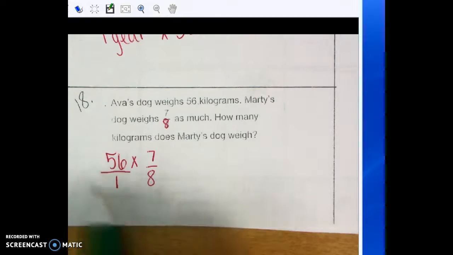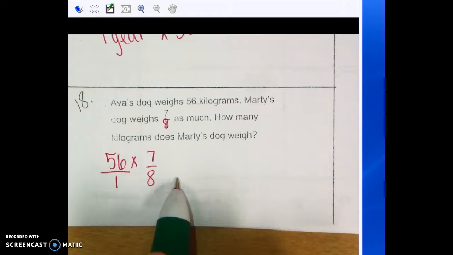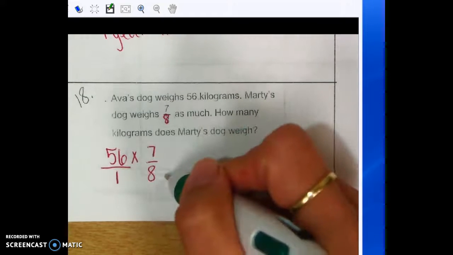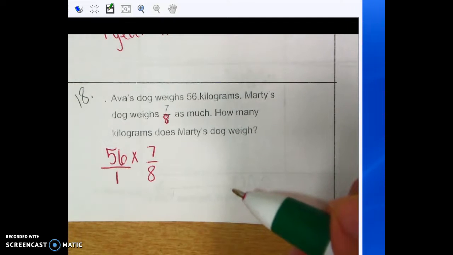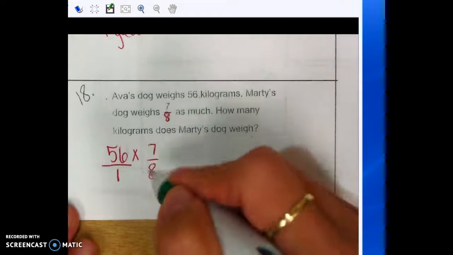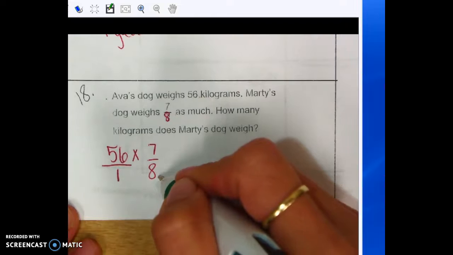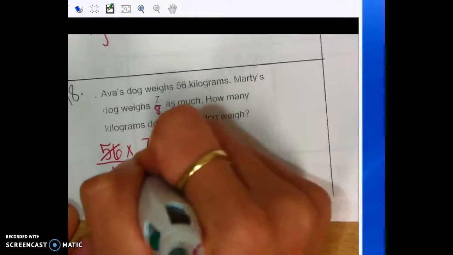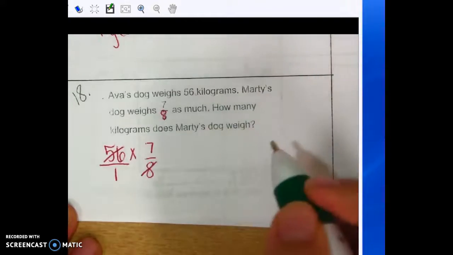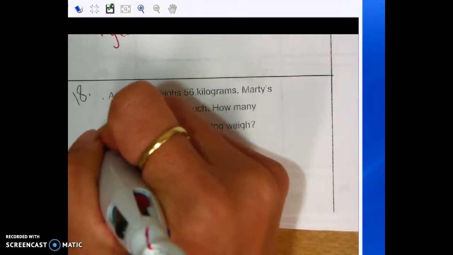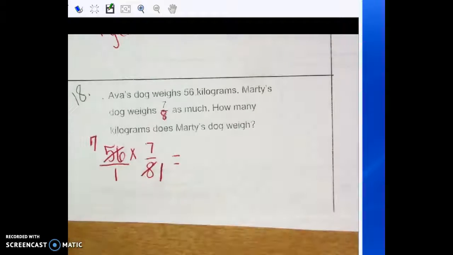Okay, you can either multiply straight across and then simplify, or remember we talked about last week that if I can simplify diagonally, I can do that before I multiply. So think about it. What would go into both 56 and 8? So simplify those. Okay, I think 8 would go into both. So 8 divided by 8 is 1. 56 divided by 8 would be 7. Now multiply straight across.